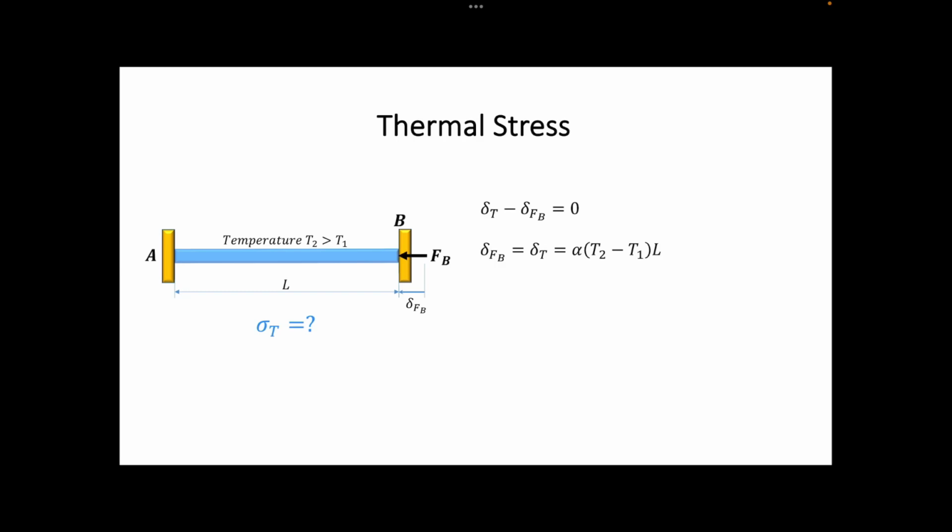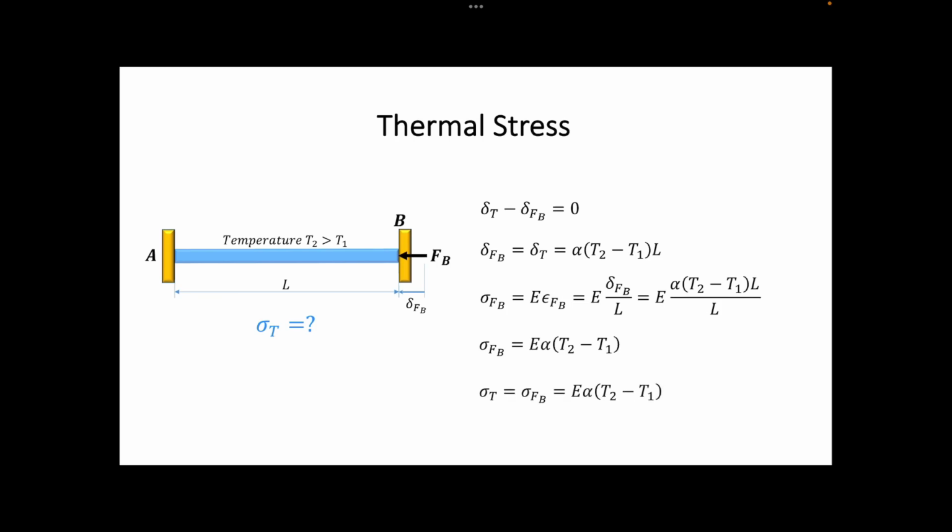As we learned from previous lectures, such displacement allows us to find the average normal strain within the bar, which in turn, from the stress-strain relationship, allows us to find the average normal stress caused by the force Fb. That normal stress is nothing but the thermal stress that we mentioned earlier. So to summarize, if there is a change in the temperature of a solid body and it is not free to expand or contract, there will be thermal stress produced within the body.